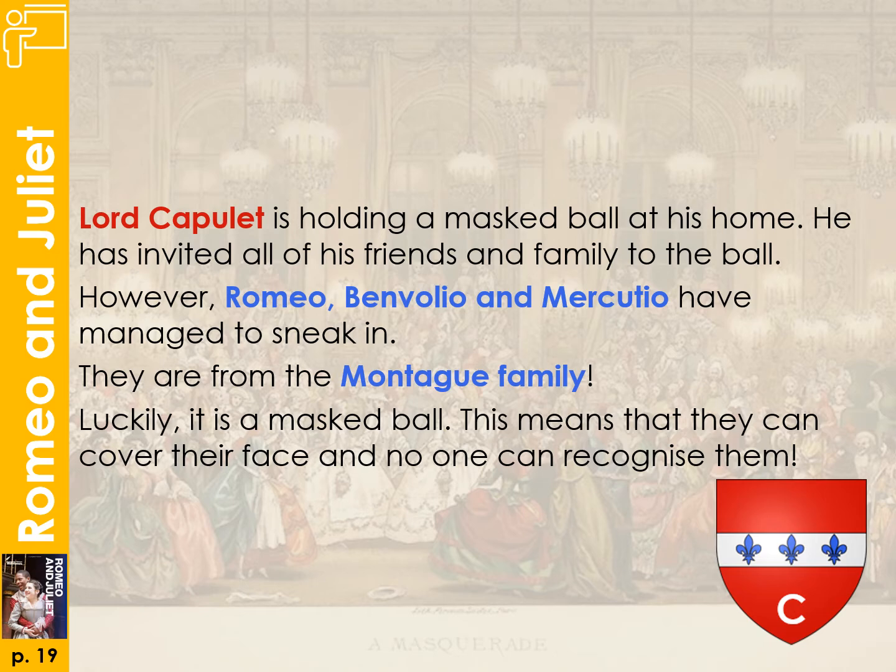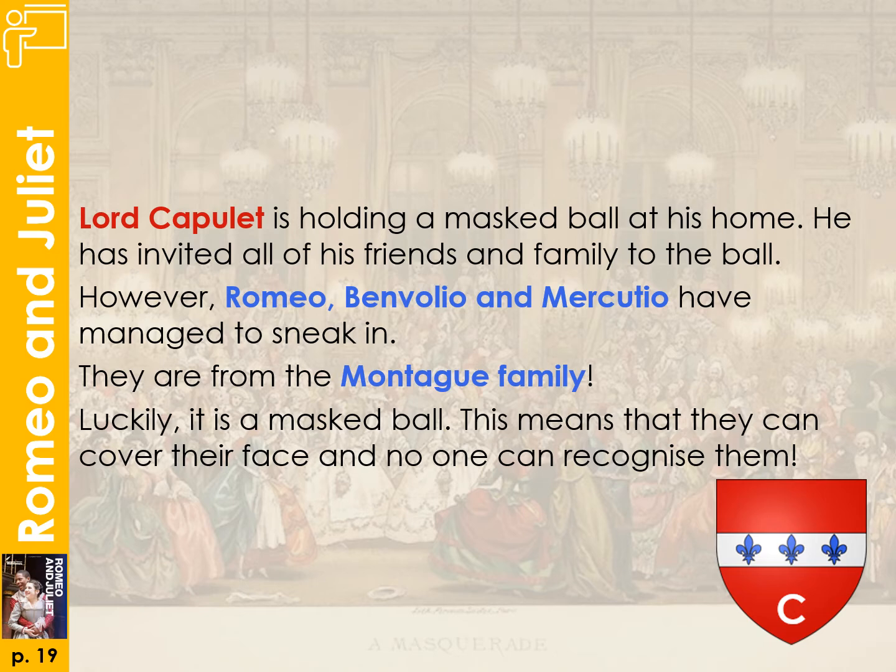So, in Act 1, Scene 5 of Romeo and Juliet, Lord Capulet is holding a masked ball at his home. He's invited all of his friends and family to the ball. However, Romeo, Benvolio and Mercutio have managed to sneak in, and as we know, they are from the Montague family.